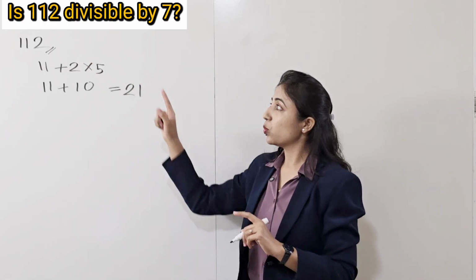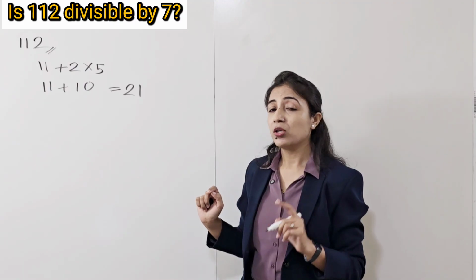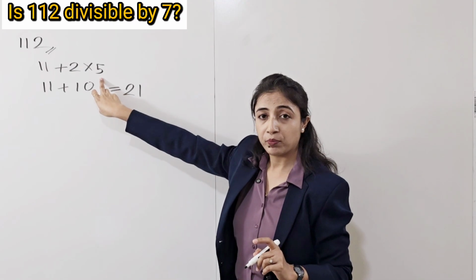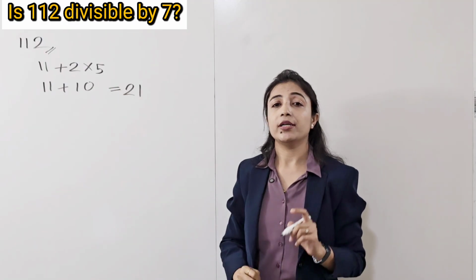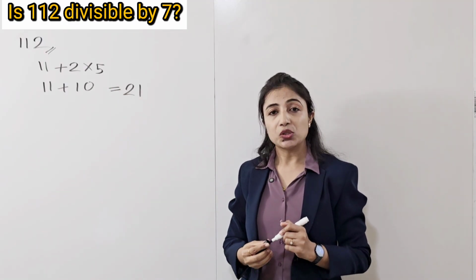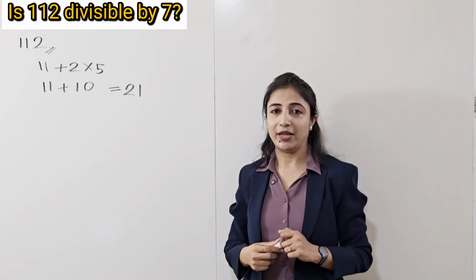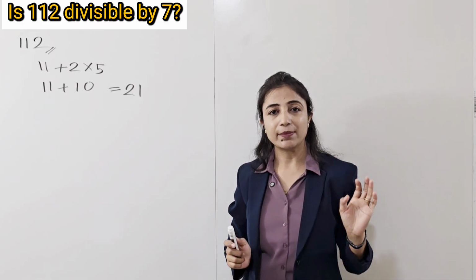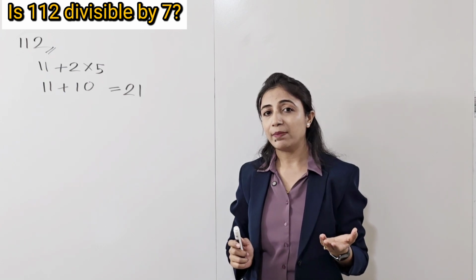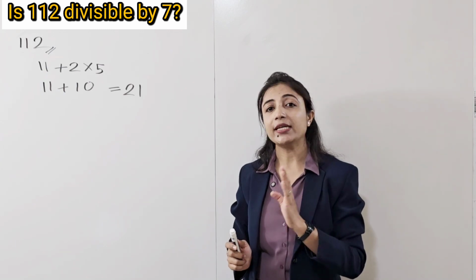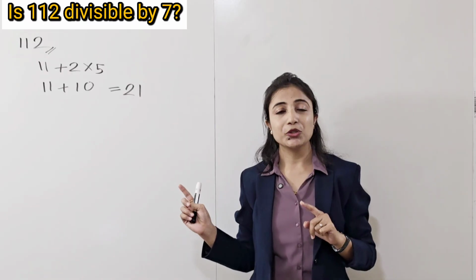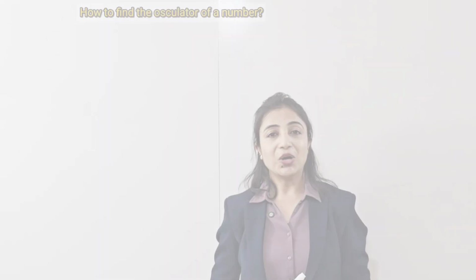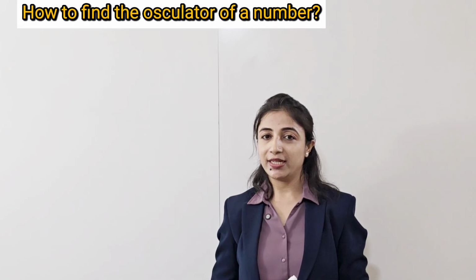To check whether 112 is divisible by 7 or not, for divisibility by 7, I am using the multiplier 5. And this multiplier 5 is called the osculating number. The osculator is nothing but the multiplier. So I hope it is clear what an osculator is. And why are we using this multiplier? To find divisibility rules. So I hope it is clear that the osculating number helps you find the divisibility rules. Now let us discuss how to find the osculating number.